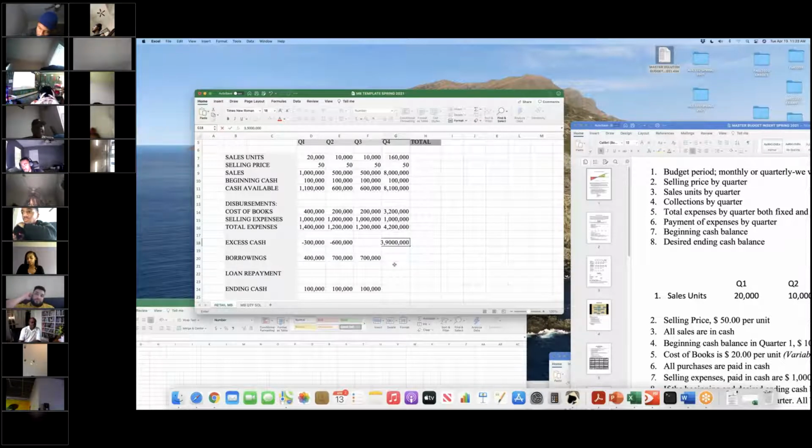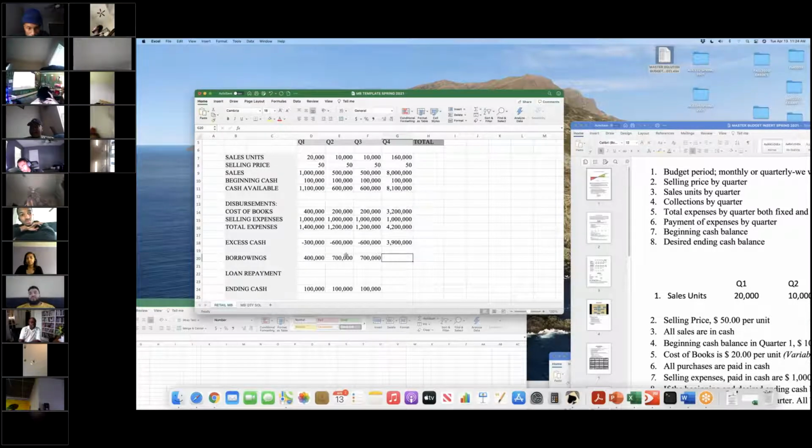Now we're going to, I guess I got an extra zero in here. 3 million. So how much did we borrow? 1,800,000. So the bank will expect us to pay them back. So wait, in quarter four, we're just adding up all the borrowings from the other three quarters, right? Because we don't have to borrow any more.